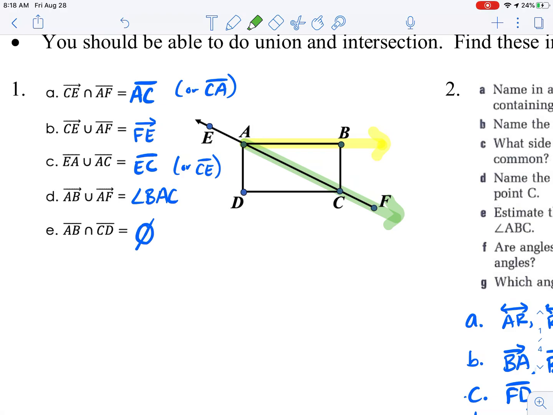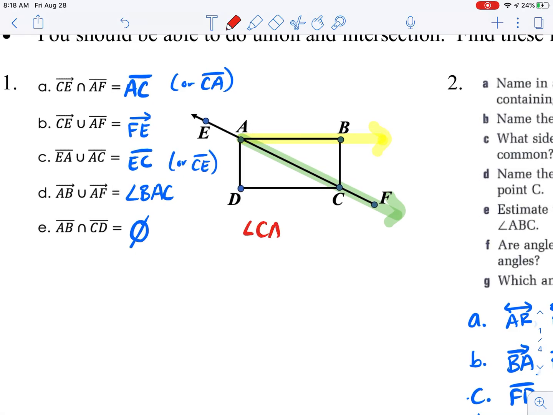We could call this angle BAC. We could also call it angle CAB. We could call it angle FAB, or angle BAF. All are appropriate names for this because we picked points on the 2 different rays, and in the middle we put the vertex. A has to be in the middle every time for this.